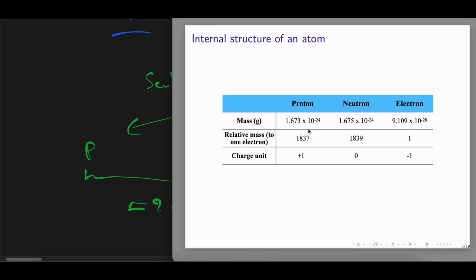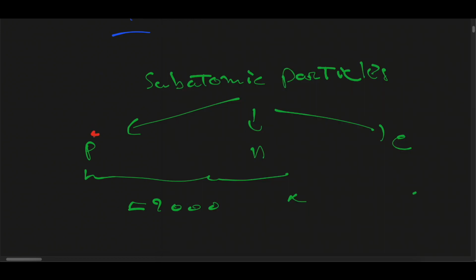These subatomic particles also have a charge. The proton has a charge of +1. The electron is negatively charged, -1, while the neutron has no charge. So the proton has a positive charge, the electron a negative charge, and the neutron has no charge. The charge of the proton is the same in magnitude as the charge of the electron. So they have +1, -1, and 0.